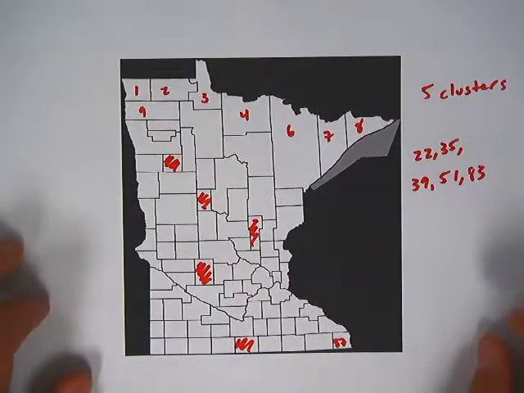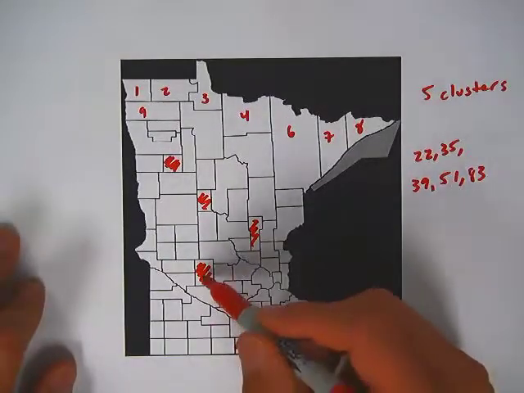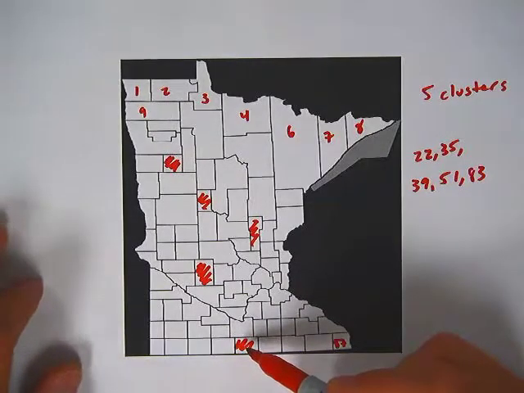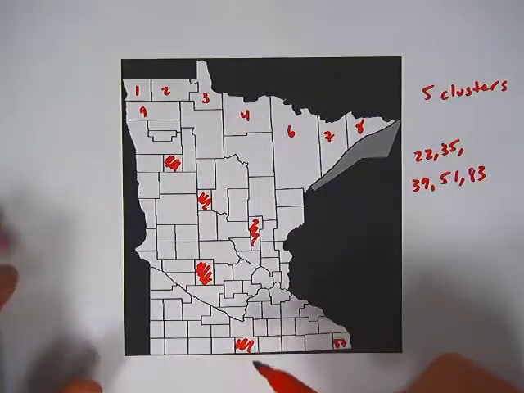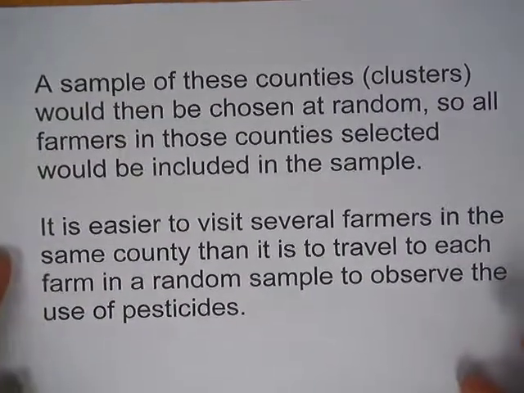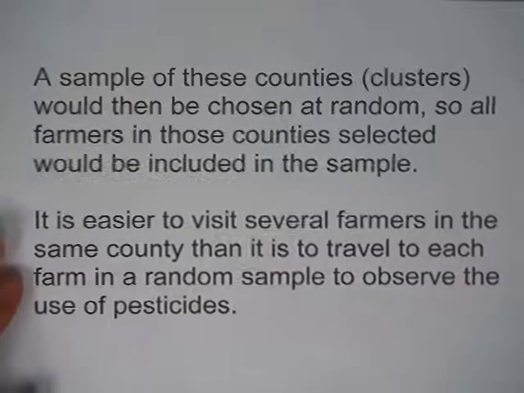Once I have my clusters identified, I would need to go to each county and observe all of the farms in that county and see what their pesticide use is. Then each of those farms would become part of my sample. It's easier to visit several farmers in the same county than it is to travel to each farm in a random sample to observe the use of pesticides.